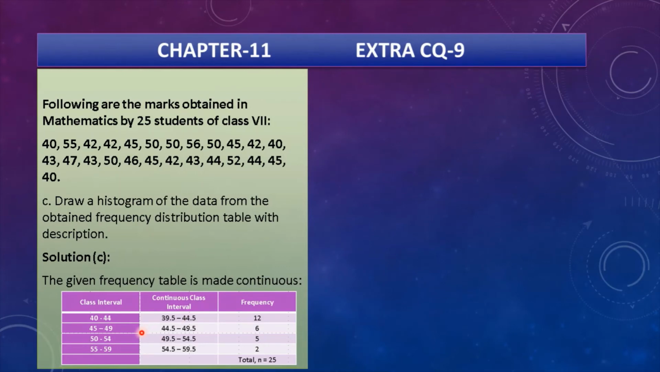And the next one is the same thing, my dear. From 45 you have to make 0.5 less, so 44.5, and 0.5 more, so 49.5. After that you have to make less 0.5 from 50, that would be 49.5, and after the adding of 0.5 with 54, that would be 54.5. Similarly 54.5 to 59.5, and the frequency is same, my dear. So the total frequency is 25. Now we will see how to draw a histogram practically.